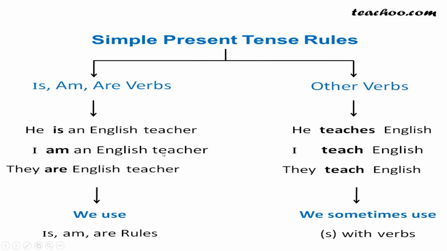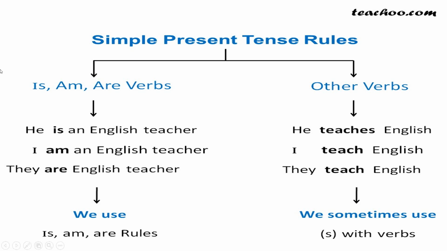Okay, now we will learn the rules. Simple present tense rules. Children, here the verb is very important. It is present tense, so we have to use the verb in present tense only, like is, am, are verbs. Is and am will be used with singular and are will be used with plural. And children, here am. Am we use only with I. There is no other option for am.